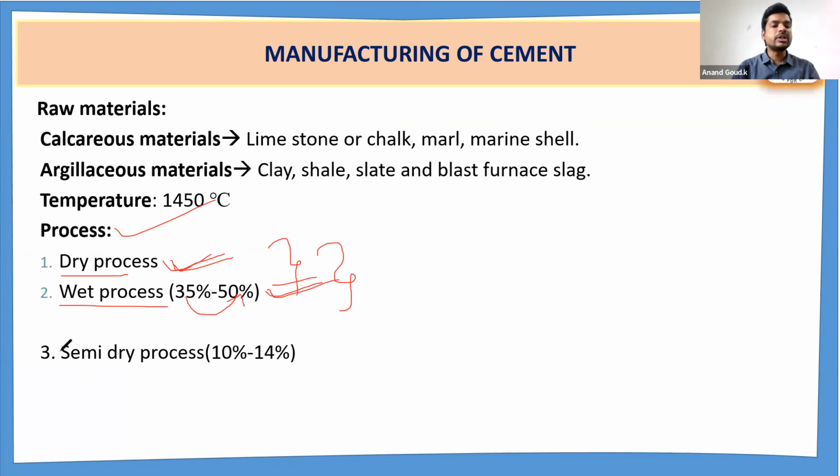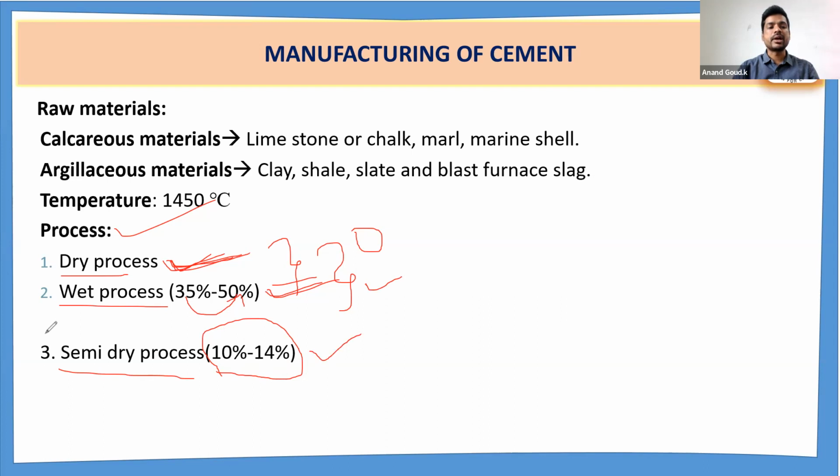And coming to the third process, the semi-dry process. Here we add 10 to 14% of moisture content while mixing the raw materials. In the first process we do not add water, that is 0% water content. In the second process, the wet process, 35 to 50% of water, and the third process is the semi-dry process, in which we add 10 to 14% of water content.